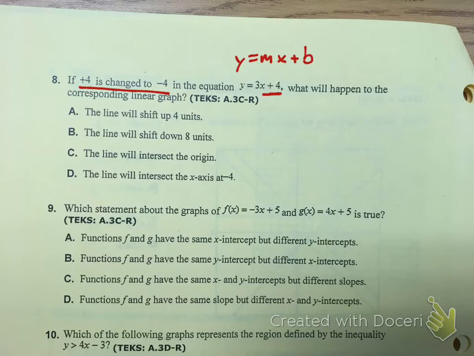So look at your two equations, f of x and g of x, and see what's the same between them. Look at your negative 3x plus 5 and 4x plus 5. Think about what's the same in those and what that relates to on your graph.